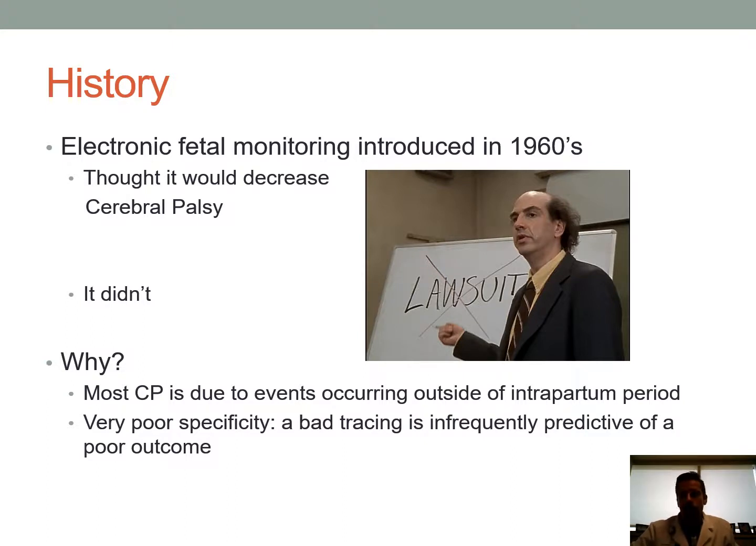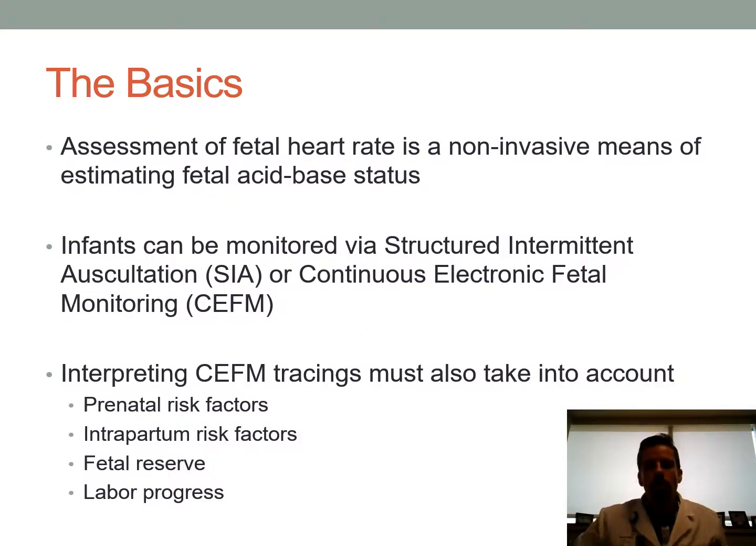I'm sure you've all probably seen a really ugly looking monitoring strip, with recurrent variable decels, some late decelerations. Oftentimes they look really bad during stage 2 of labor when your patient is pushing. Then the baby comes out looking just fine with APGARs of 9 and 9 and perfectly good blood gases. So they have very poor specificity, and it's really hard to use them to prevent actual cases of cerebral palsy. They haven't really lived up to their billing for doing that. All right, so basics.